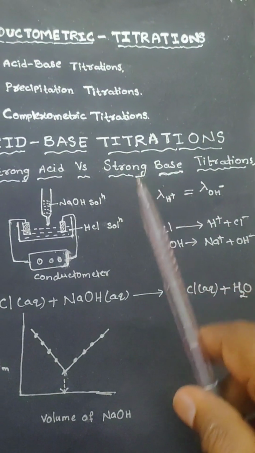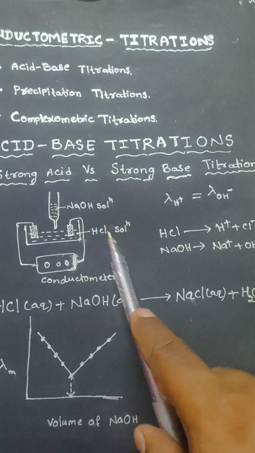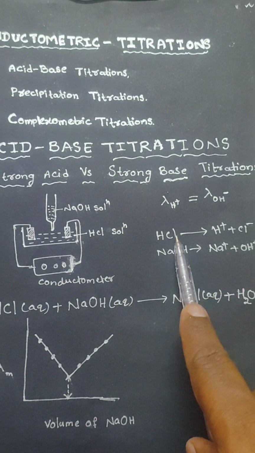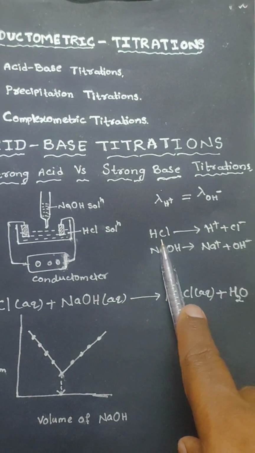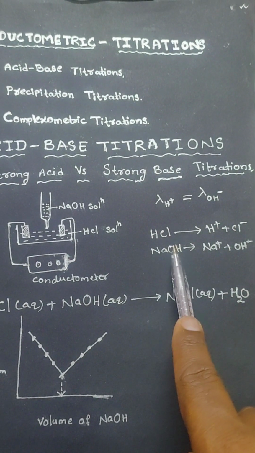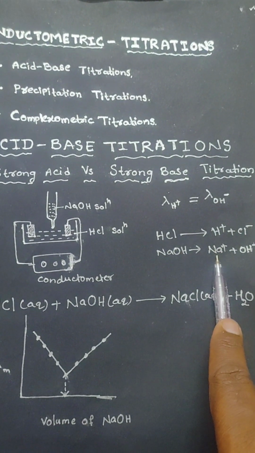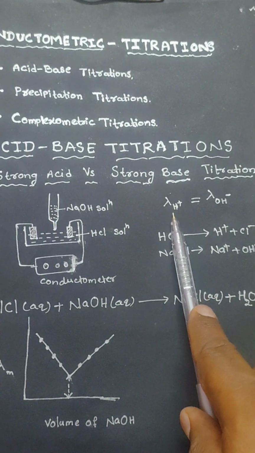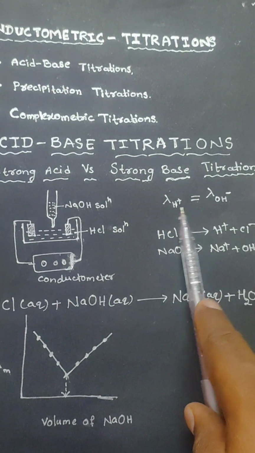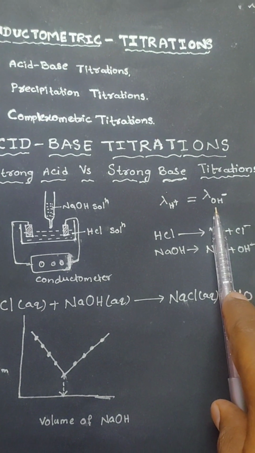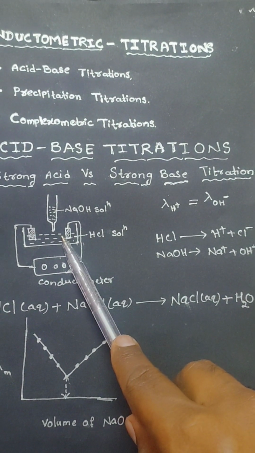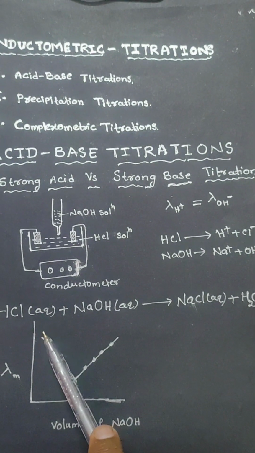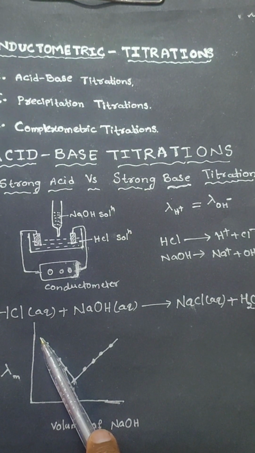So here we know very well that acid is strong as well as base is also a strong one. So when we add them to the water, they completely dissociate. HCl completely dissociates into H plus and Cl minus ions, and NaOH completely dissociates into Na plus and OH minus ions. Here we should remember that the molar conductivity of the H plus and OH minus ions is almost the same. So in the beginning, the number of H plus ions is very high, and as a result, the conductance or conductivity of the solution is also very high.